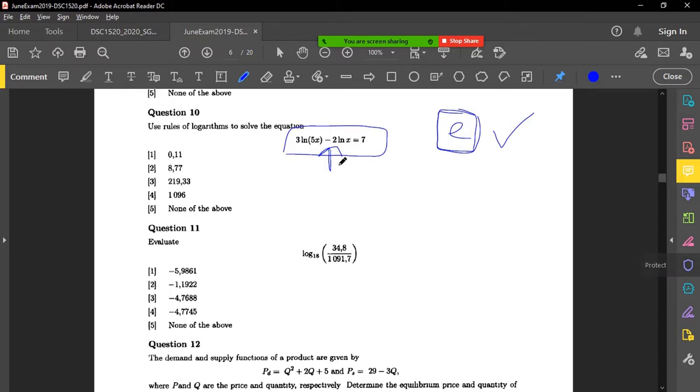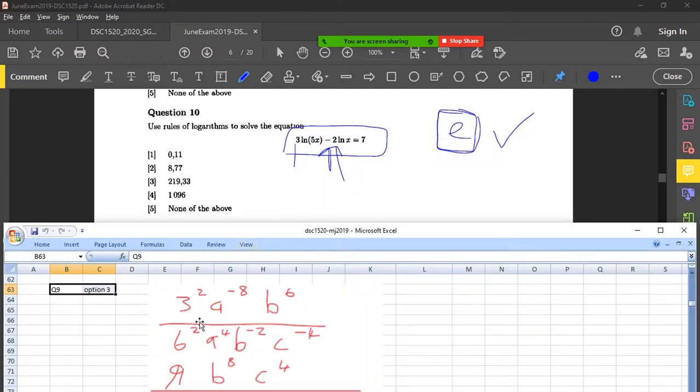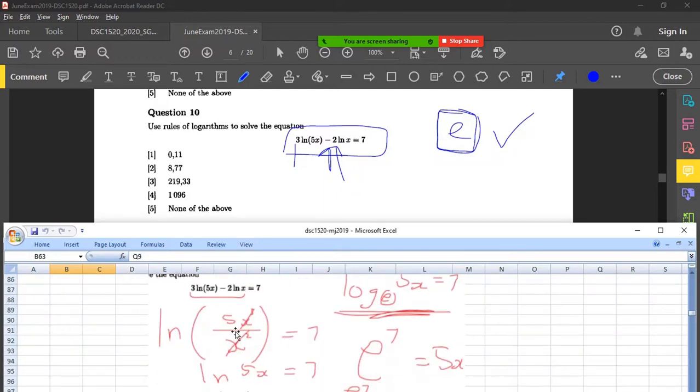Just remember though, when you have a 3 or a 2, you need to write it as an exponent. So let me just show you what I mean. 5x to the power 3, x to the power 2. When you have that 3 and the 2 outside, you have to write it like that. So see, there's the quotient rule being applied. From this, I get to that using that rule.